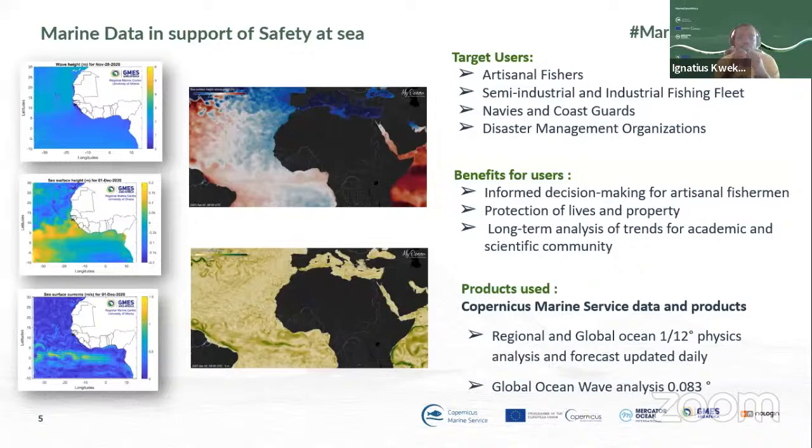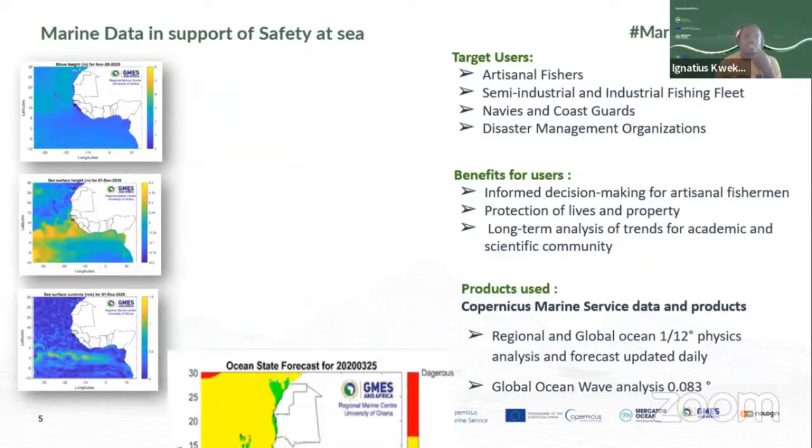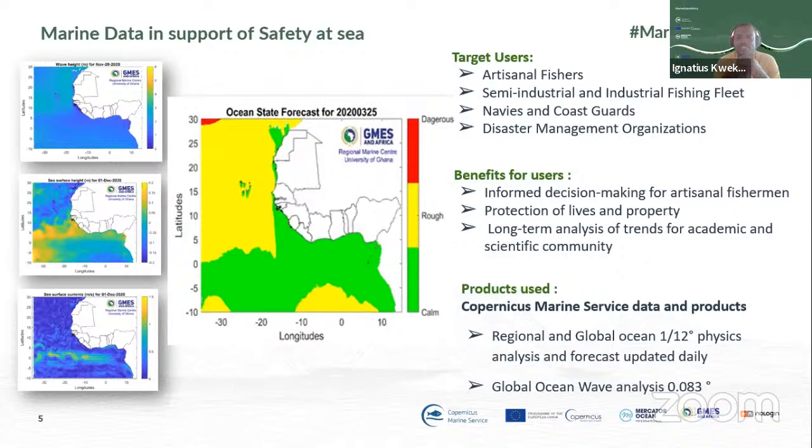regional and global ocean physics analysis products and also the global ocean wave analysis products. These particular parameters, which have already been talked about, are combined into indices to be able to generate early warning maps like what we are seeing on the screen now for the entire West African region.